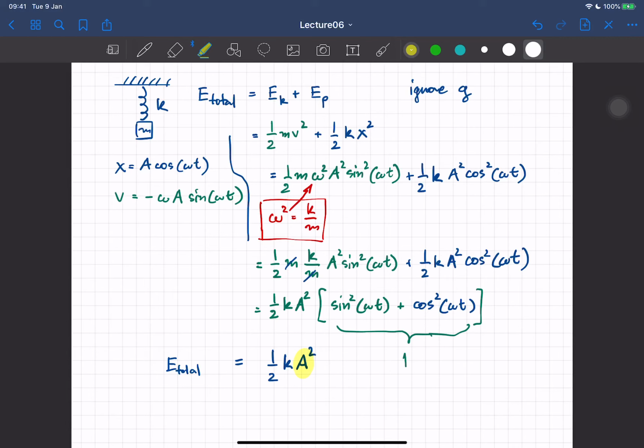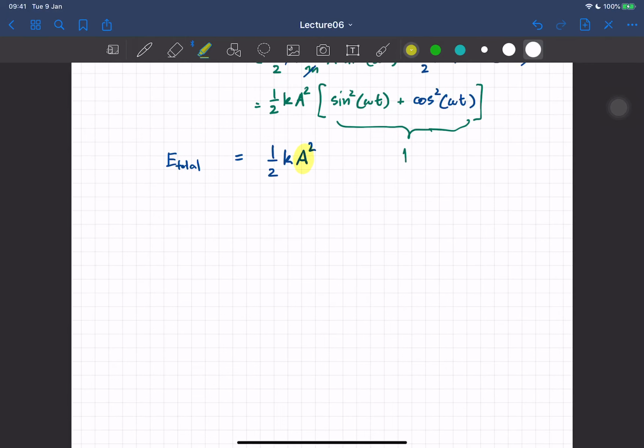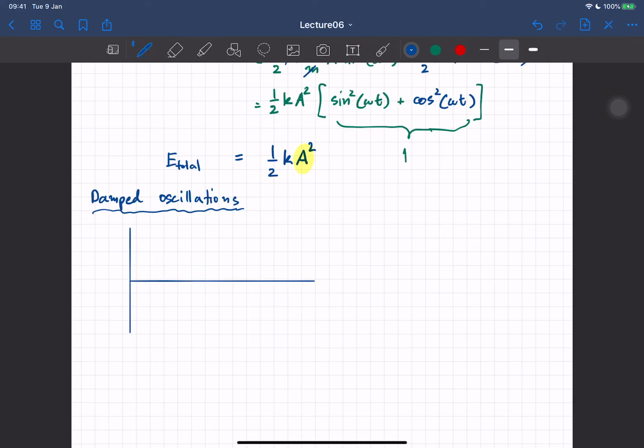Okay, so for the last few minutes, let's just talk about the case where you might have energy loss. In that case, you're going to have what is called damped oscillation. And again, we are not going to talk too much about the mathematics behind this because it's going to involve quite a lot of differential equation solving. So we're not going to do that. We're going to describe this qualitatively only.